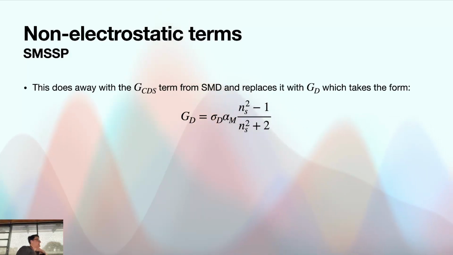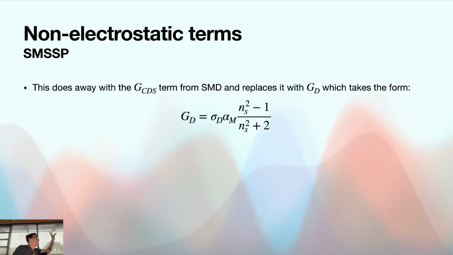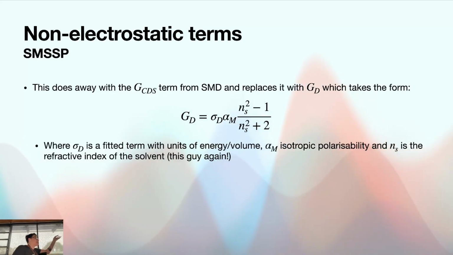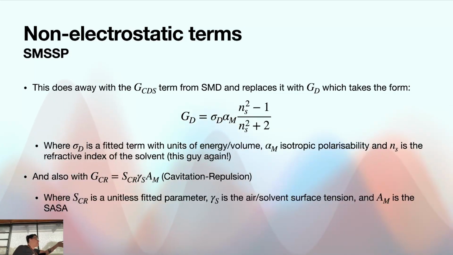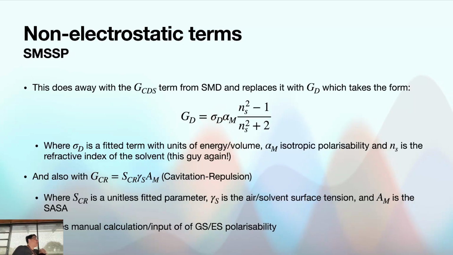This does away with the CDS term from SMD and replaces it with a dispersion term which takes this form. As we can see, we've got a fitted term that scales the polarizability, and we use the refractive index as well. And we use this other parameterized term, which also takes from the surface tension of the solvent. So again, input parameters, very simple. The problem with this is that it requires us to manually calculate and input the polarizability of both the ground state and the excited state.